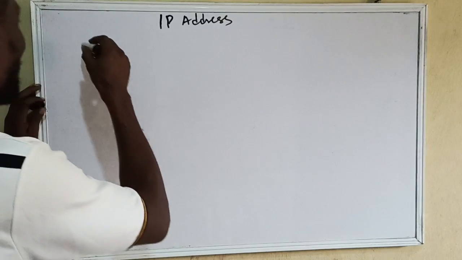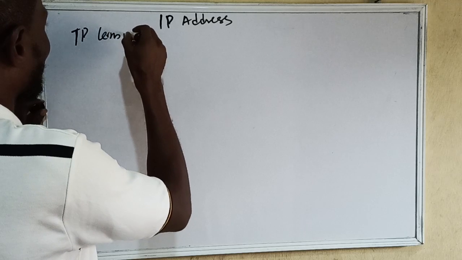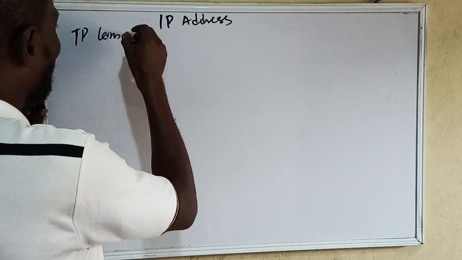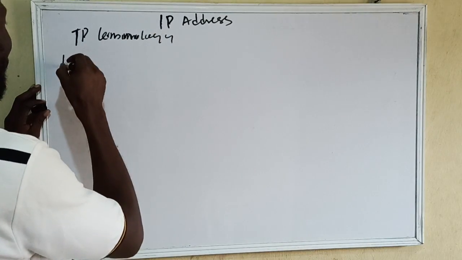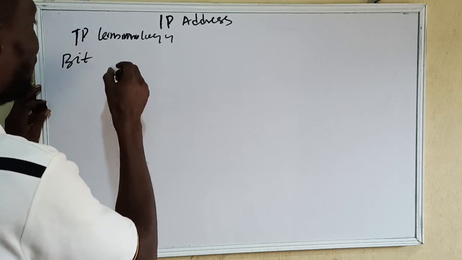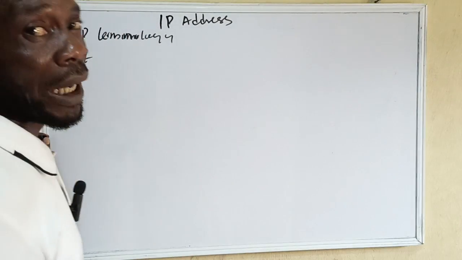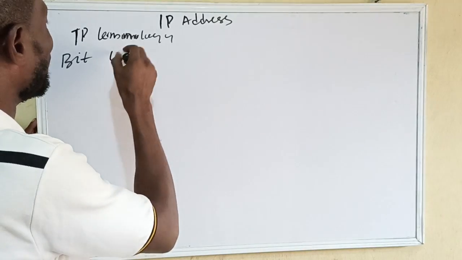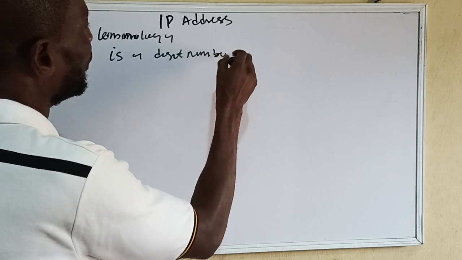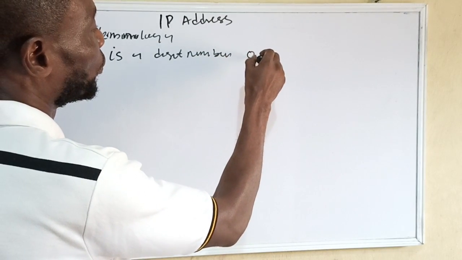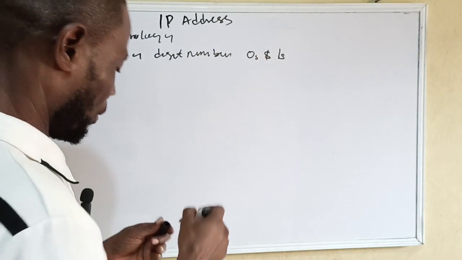Now, let me talk about IP terminology. Which is a bit? A bit is a digit number which could be zero and one. Zero and ones.